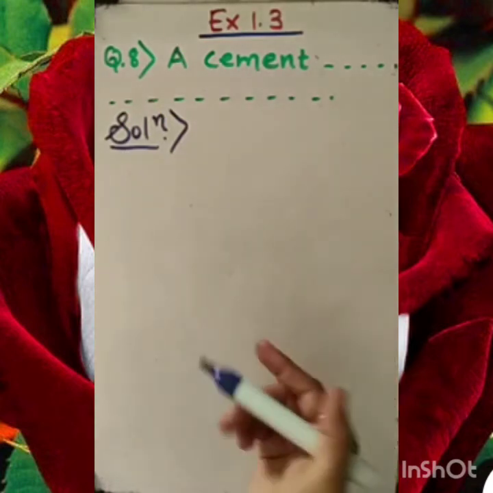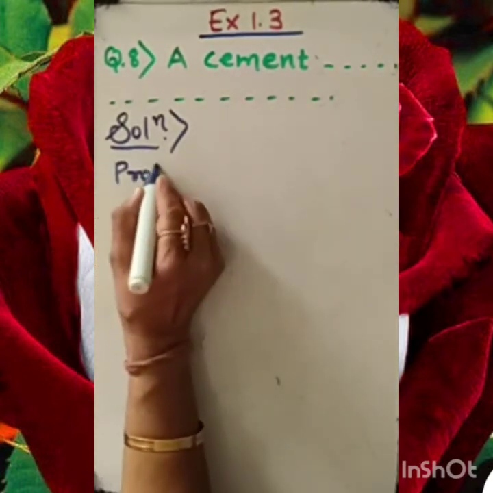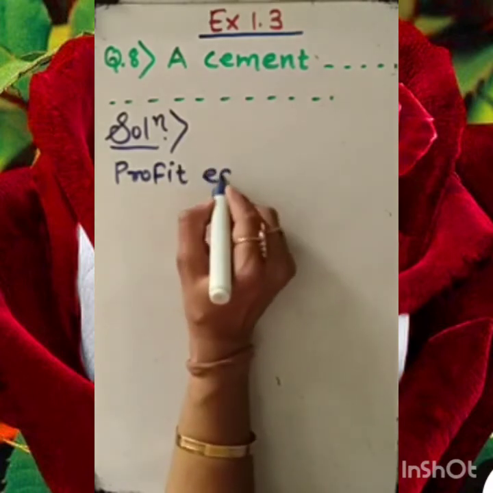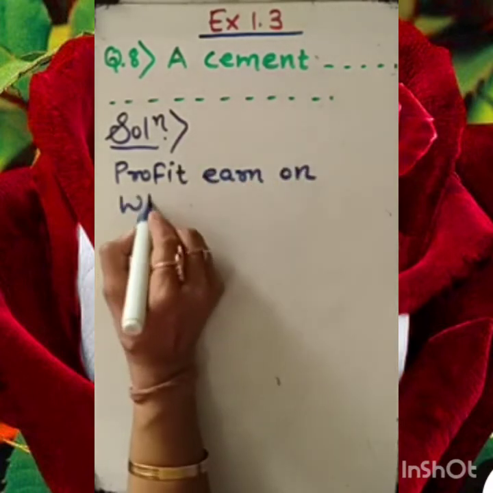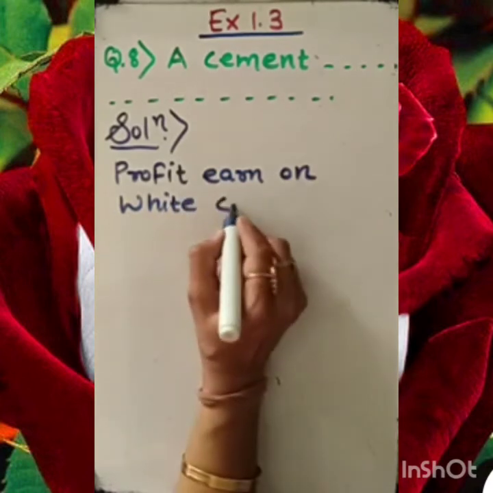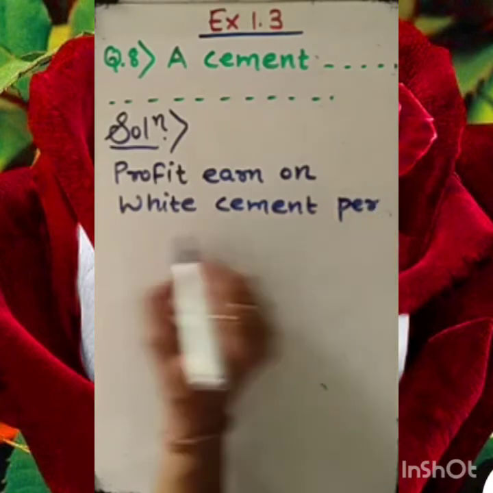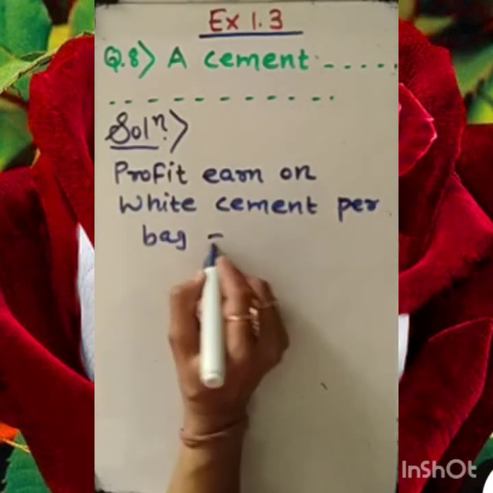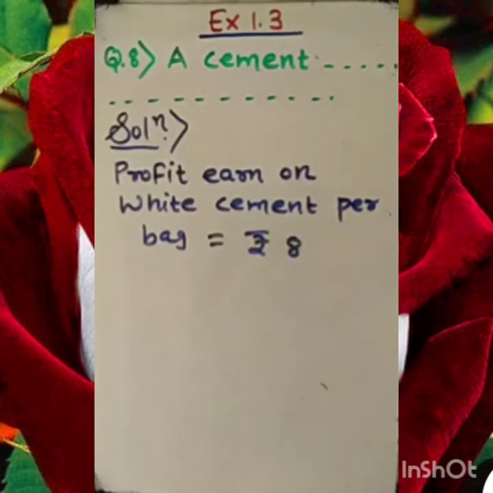The cement company earns a profit of rupees 8 per bag of white cement. So we need to mention here as the first step: profit earned on white cement per bag, that is rupees 8. Let's note down: profit earned on white cement per bag is rupees 8.